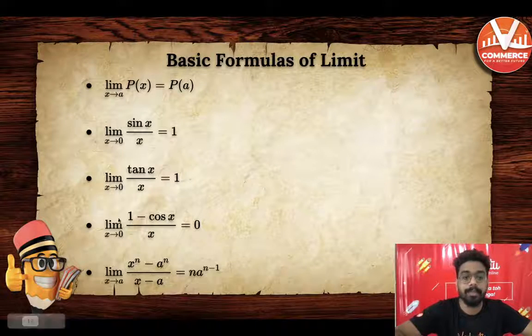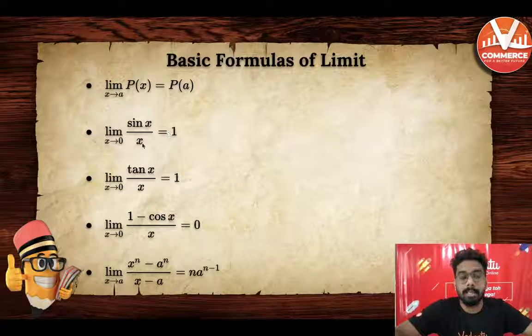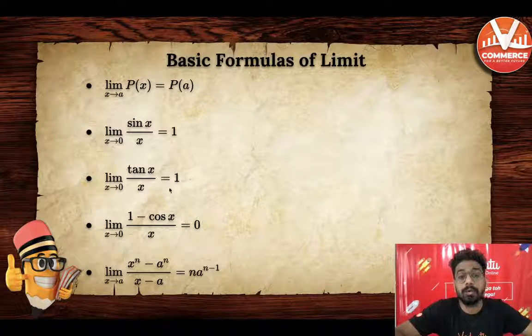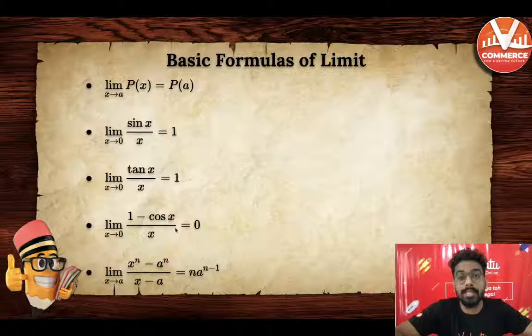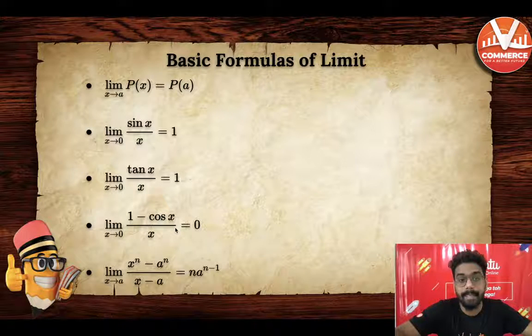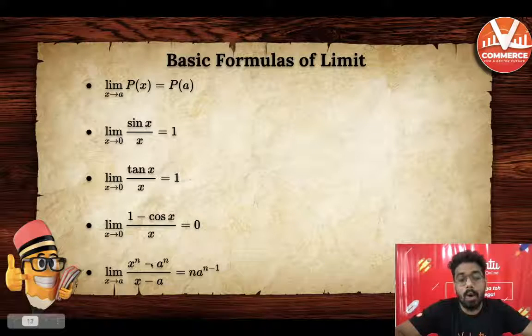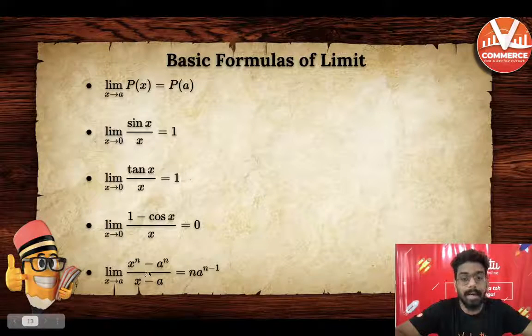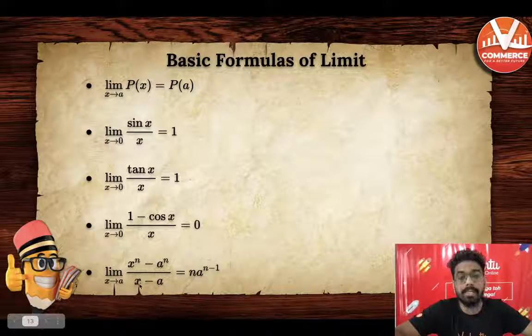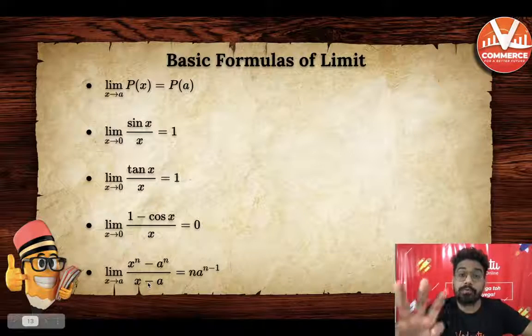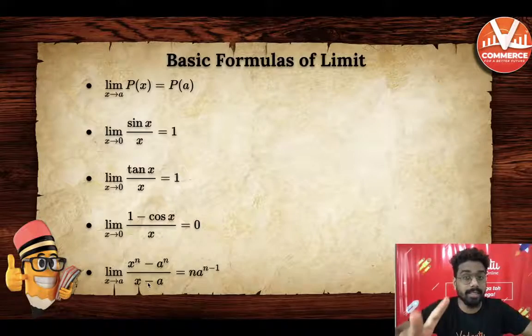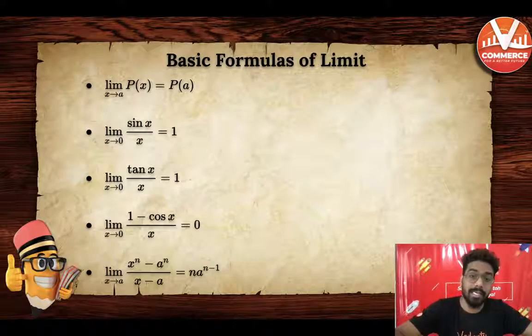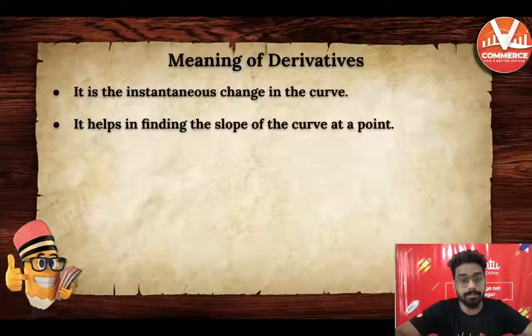It doesn't matter. Now sin x upon x is equal to 1, tan x upon x equals to 1, 1 minus cos x upon x is equal to 0. You have to remember this, and this is a very important property: x to the power n minus a to the power n upon x minus a. You should have these four formulas apart from the two basic techniques of factorization and rationalization.